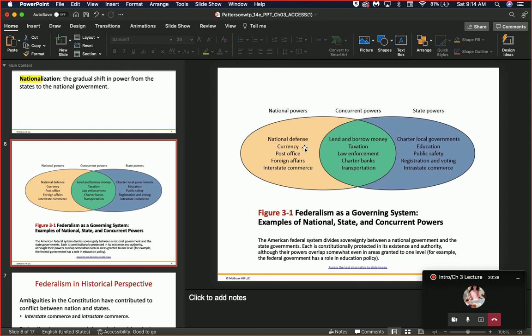Okay, that central currency, how we have a dollar currency across the entire United States, that is also under the national powers. The decision to print more money, to create more coins, that is a national power. Okay? The power over the post office, where we get our mail, right? Regulation of the post office, that's a national power. Foreign affairs, our relationships with other countries, that is an expressed national power.